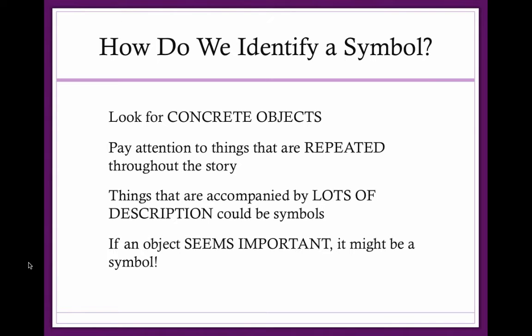You also want to pay attention to the things that are repeated throughout the story. So a symbol is always going to come up more than one time. Something that's mentioned just once in a story isn't going to be a symbol. So you want to look for concrete objects that are repeated throughout the story and that are accompanied by a lot of description. Because symbols are really important and the author wants the reader to understand what the symbols mean, they're going to give these symbols a lot of description. So anything that the author goes into detail about that's an object could be a symbol.